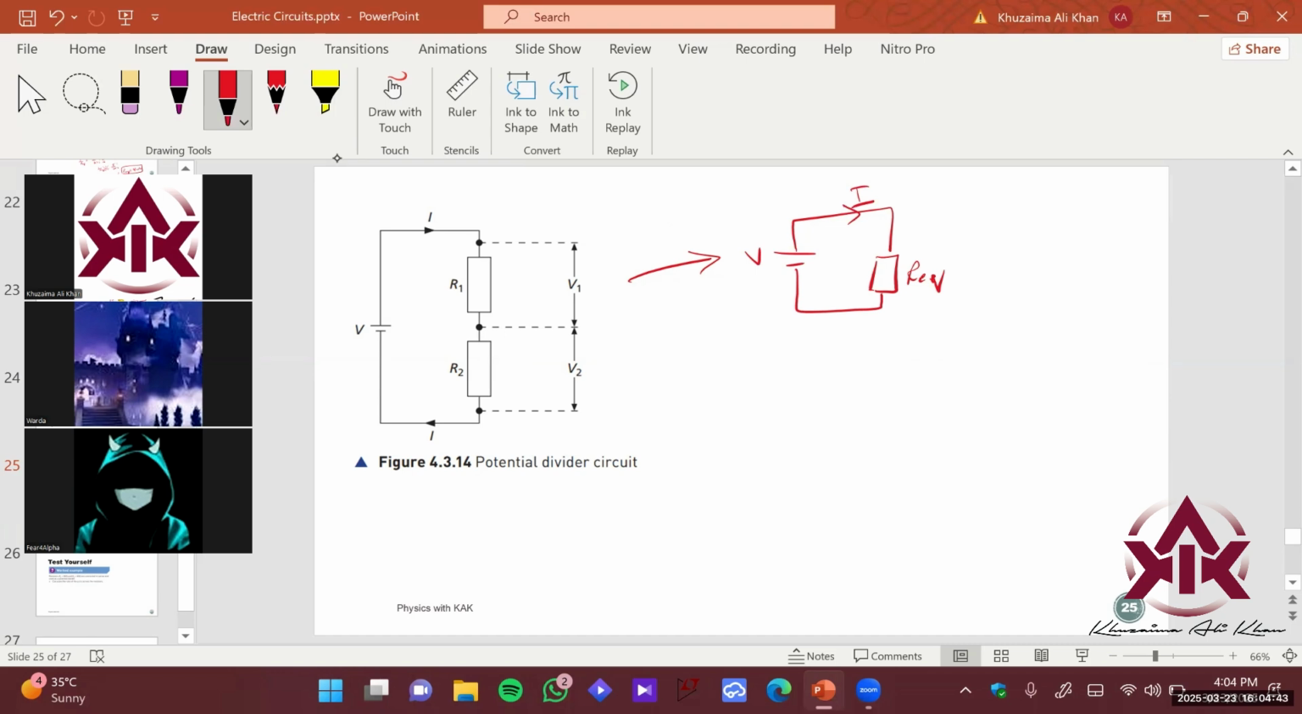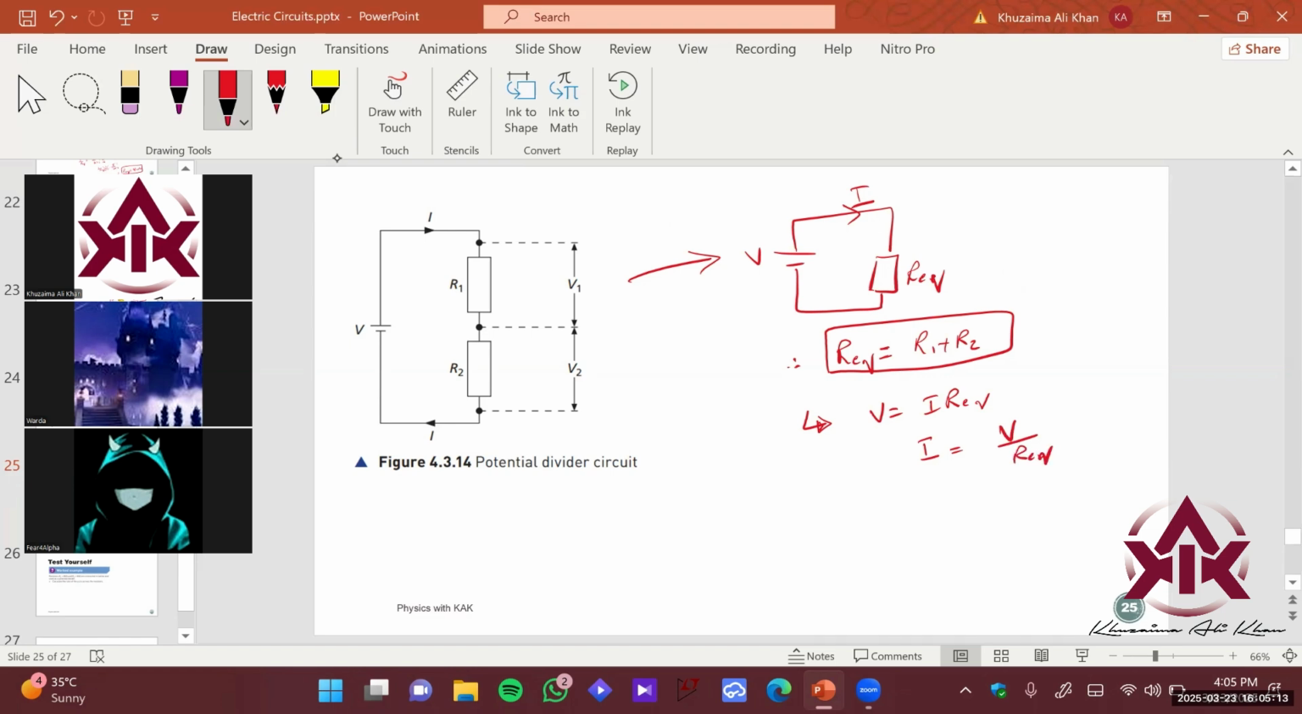They are in series, right? So my R equivalent therefore is simply R1 plus R2. If I want to find out my current flowing through the circuit, you can use Ohm's law. Ohm's law is V equals I R equivalent. If you want to find out current, that is going to be simply V upon R equivalent.